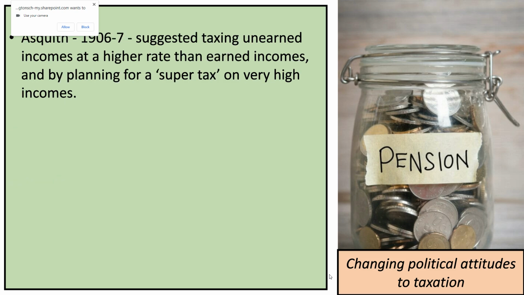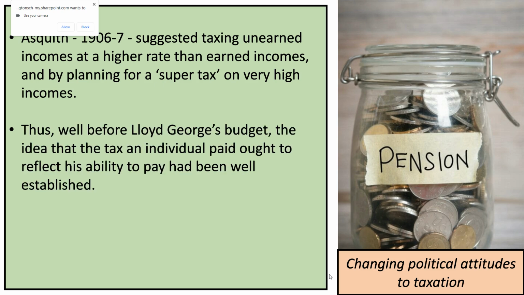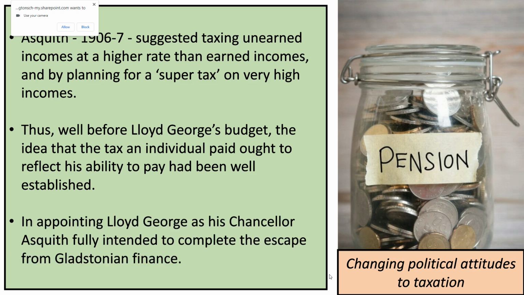So this super tax that Asquith suggests and Lloyd George tries to implement is an example of direct taxation. It's taxing people on their income. So Lloyd George's budget is not completely new. There have been seeds laid already about this idea of moving towards a direct taxation model and moving towards a graduated taxation based off what you can afford to pay.